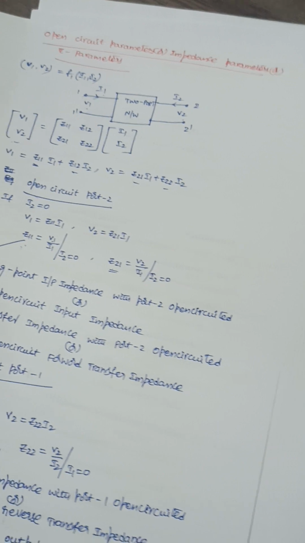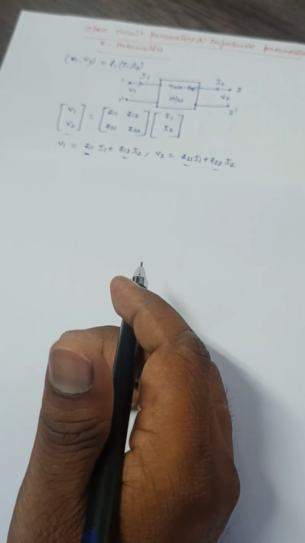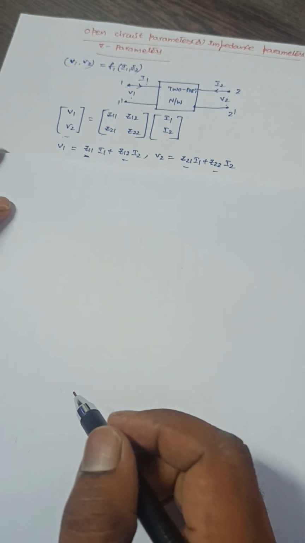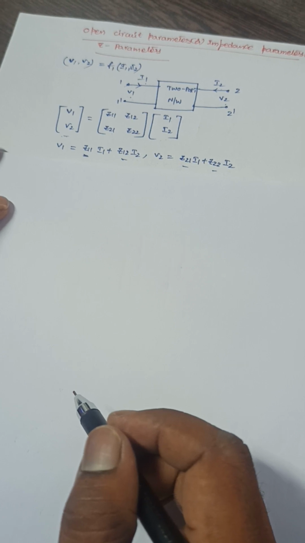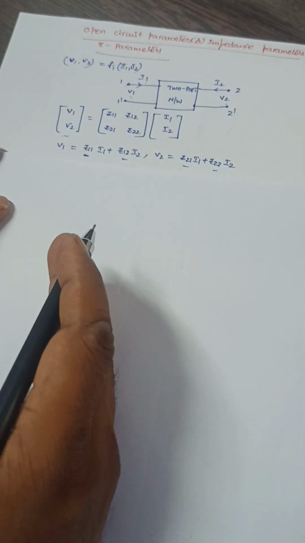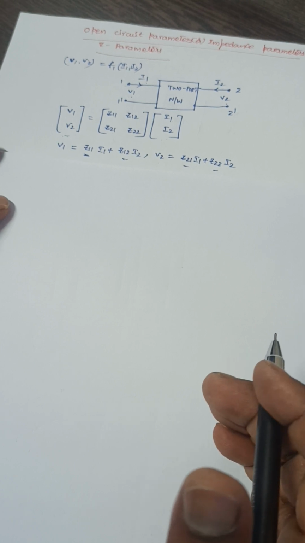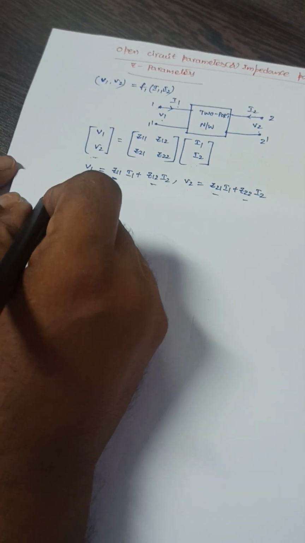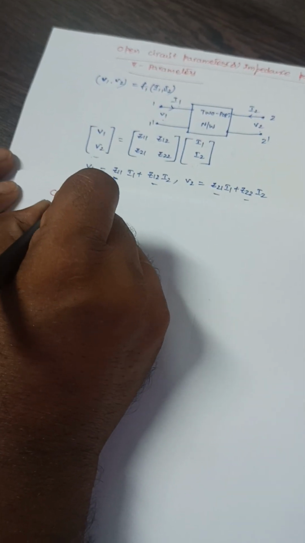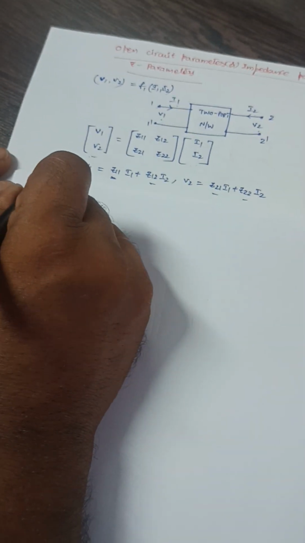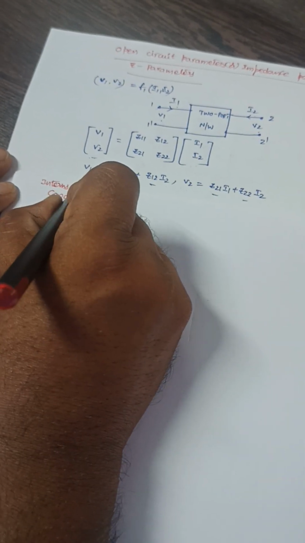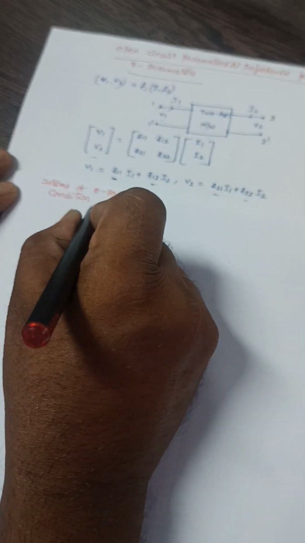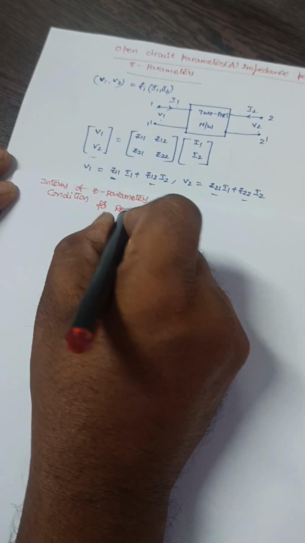Next, the condition for reciprocity and the condition for symmetricity. If you want to say any network is reciprocal, there are some conditions to be followed. In terms of Z parameters, what is the condition for a reciprocal network and what is the condition for a symmetrical network, I am going to derive here. So first, the condition for reciprocity in terms of Z parameters.